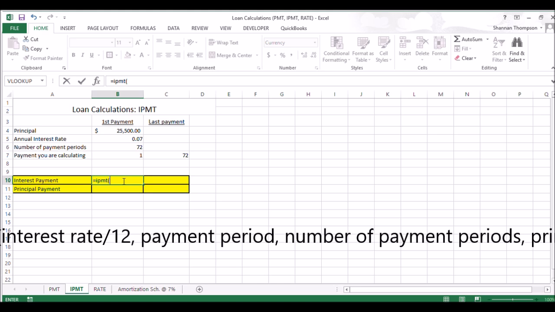The first part of this argument, again, is going to be the 7%. And yes, you're going to divide that by 12, once again, because you want to figure out what your monthly interest payment is going to be. The next part of this formula is going to be which period you're trying to calculate, or what monthly payment you're trying to calculate. In our example, we want to know how much of our interest is going to go towards our first payment. So we're going to put a 1.